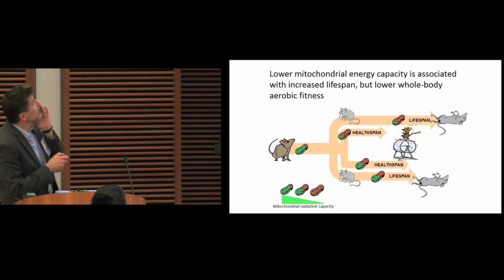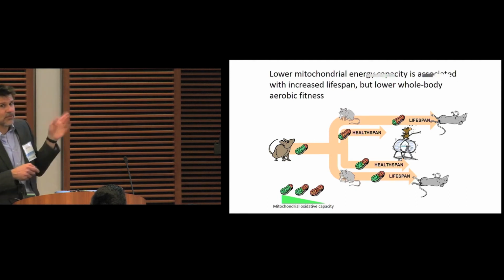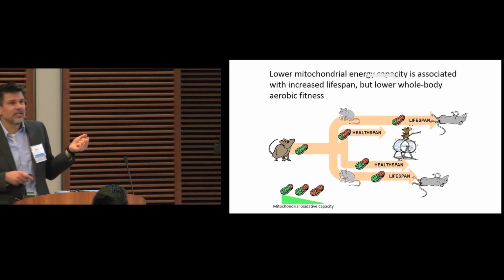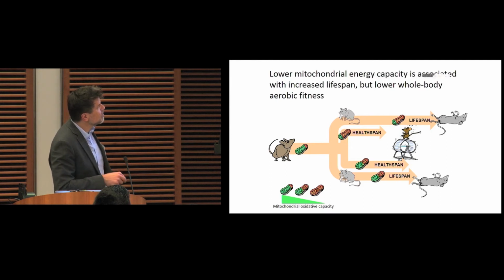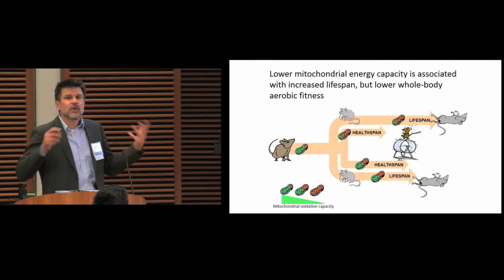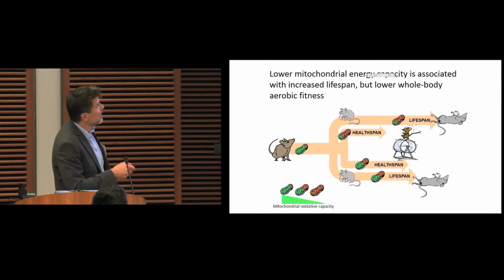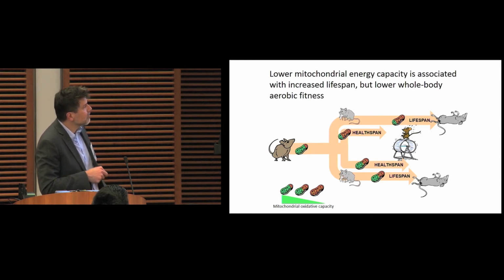What we think is happening is that lower mitochondrial energy capacity is associated with increased lifespan, but lower whole body aerobic fitness. Rush and I came up with this. We're trying to write up this paper right now, and this helped us conceptualize how to think about it. Think about the overall mitochondrial oxidative capacity, from high capacity to low.